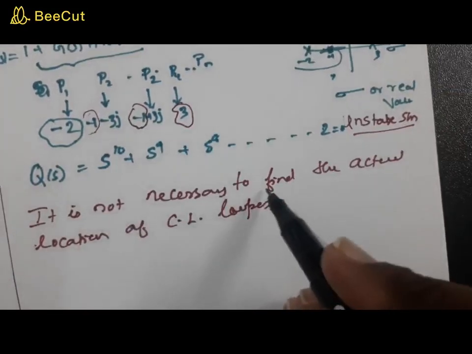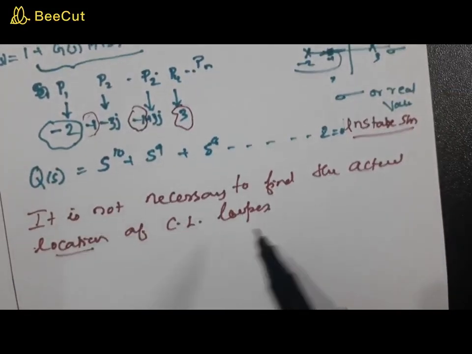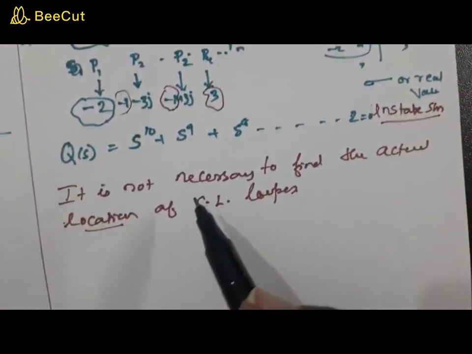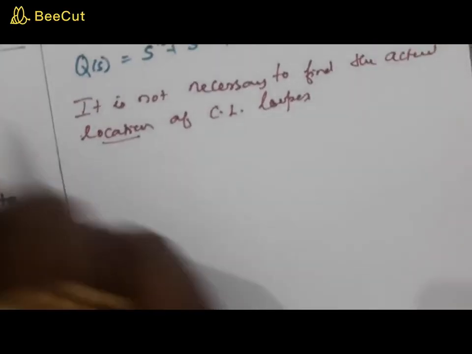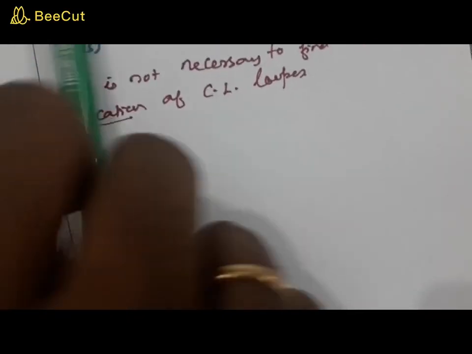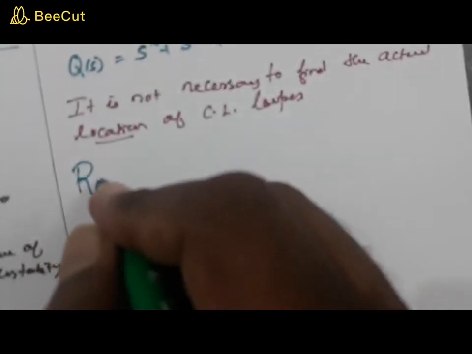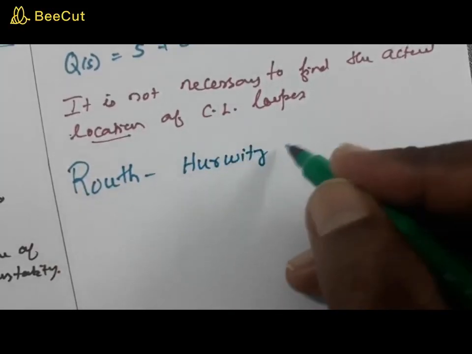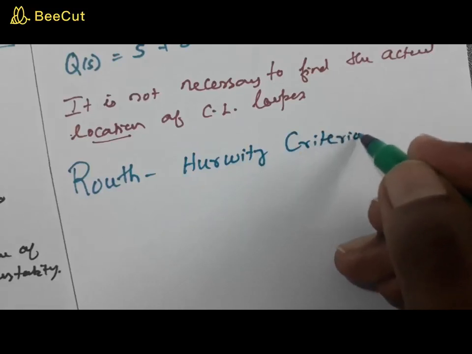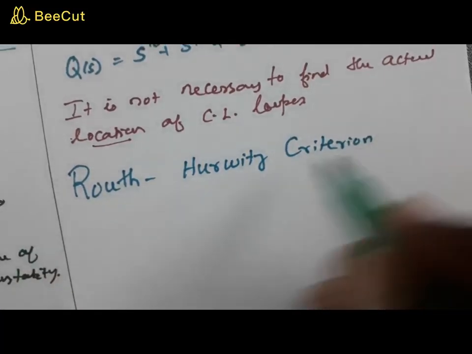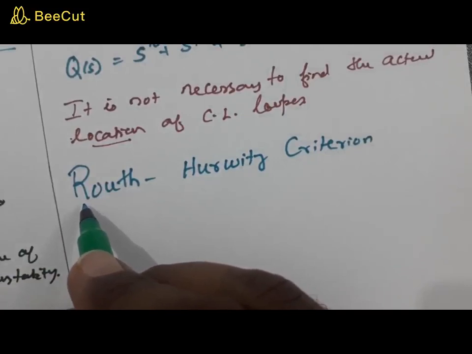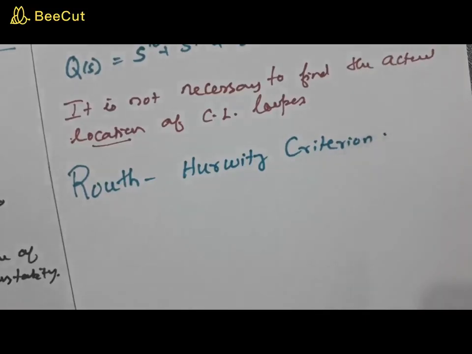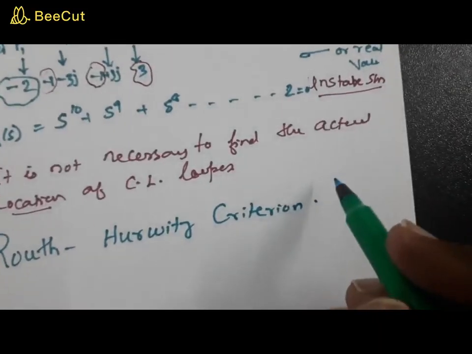So it's not necessary to find the actual location, and if it is not necessary, you don't need to always resort to solving an equation. There must be some other method, and that method is what is called the Routh-Hurwitz criterion, and this is the major topic of this module 3.